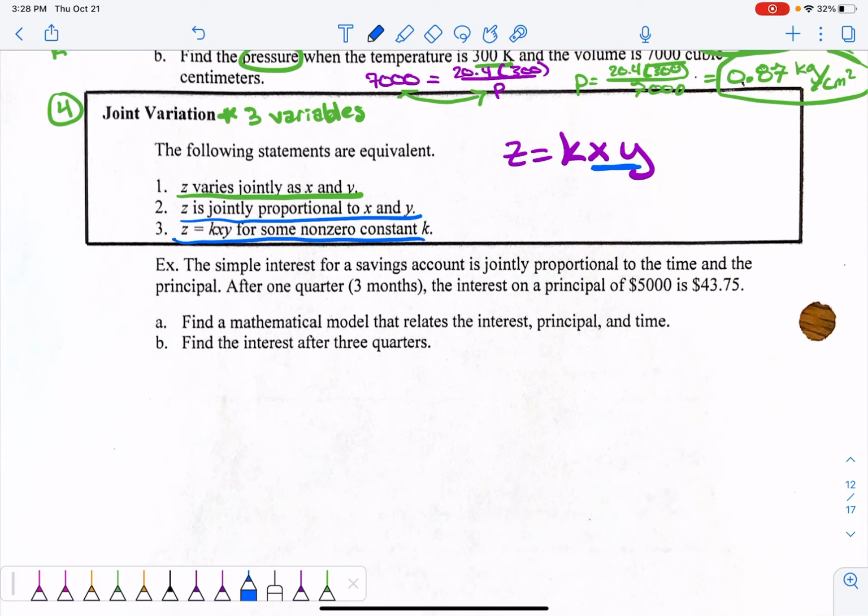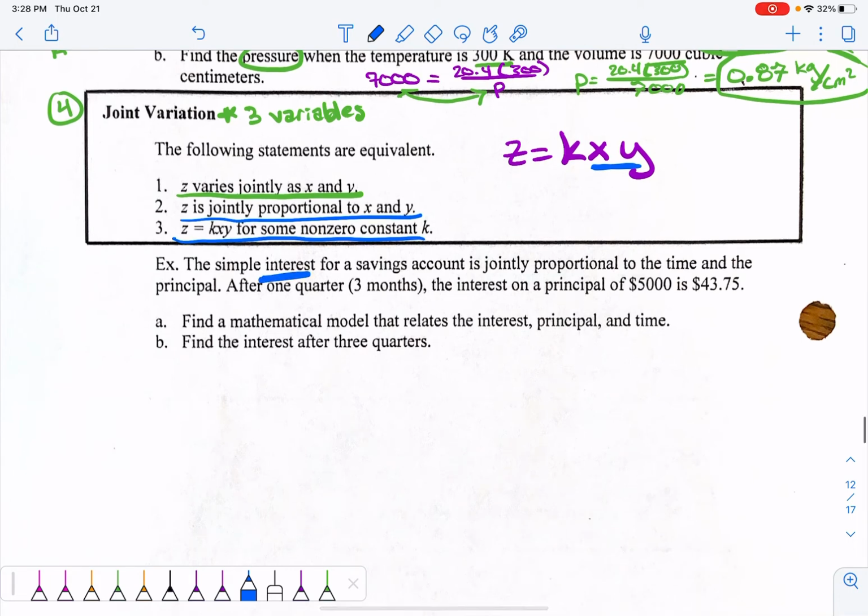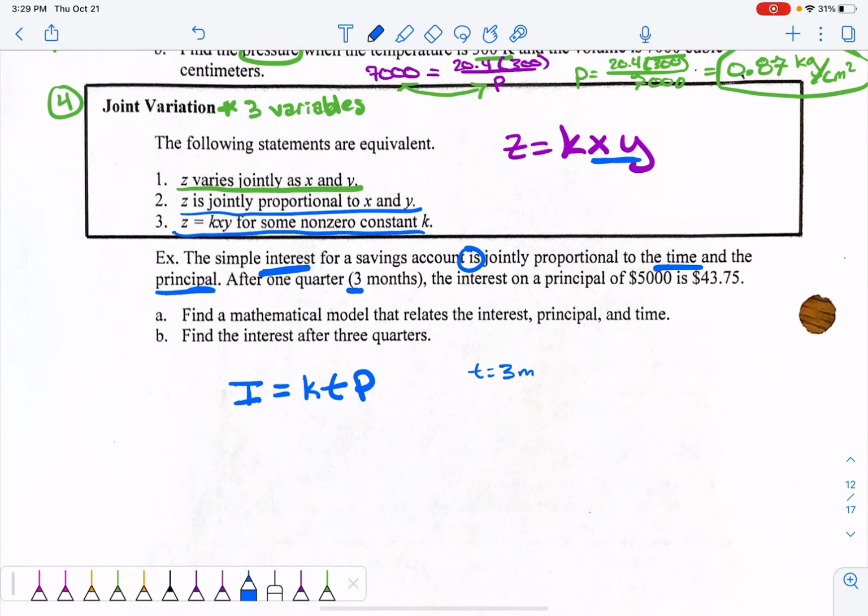And here's an example. The simple interest for a savings account, so interest is jointly proportionate to the time and the principal. Okay, so let's write out what that looks like. Interest is jointly proportionate, we need a constant in there, to the time and the principal that we're doing, okay? After 1 quarter, which is 3 months, that's a time equals 3 months. Maybe, we'll see what the units are in. The interest on a principal of 5,000. Principal is 5,000. The interest is 43.75.